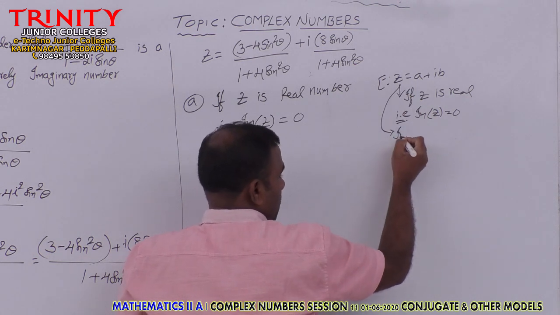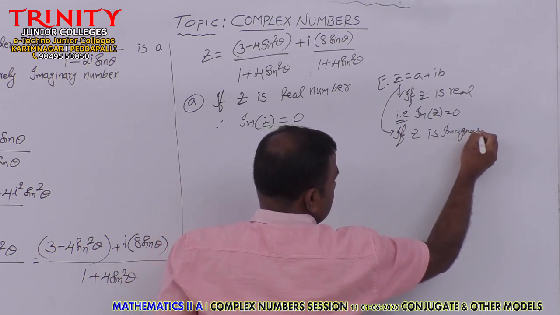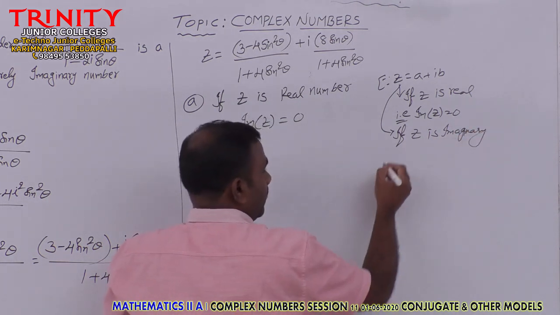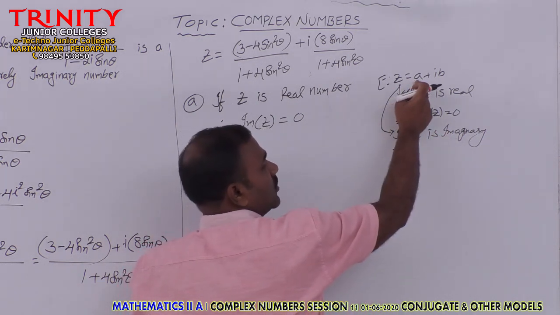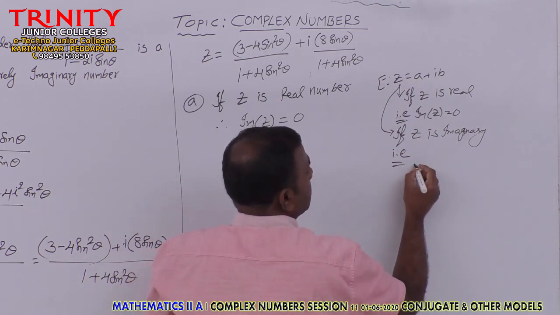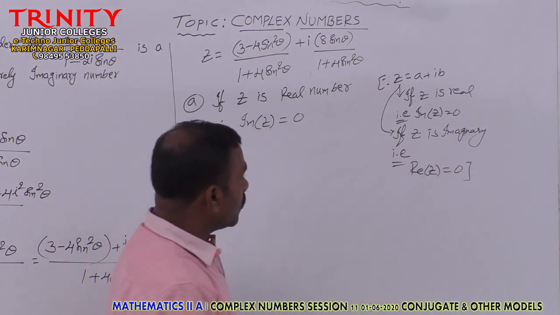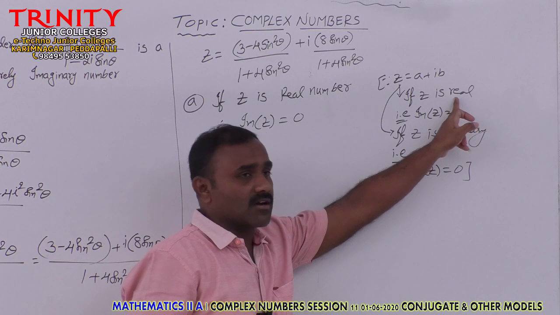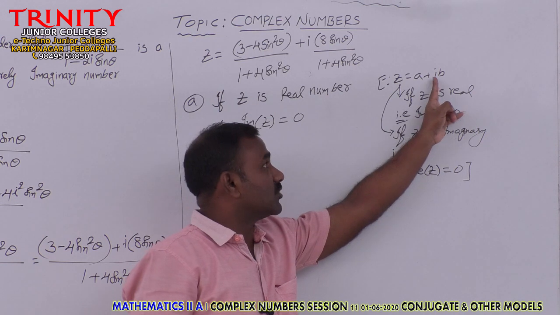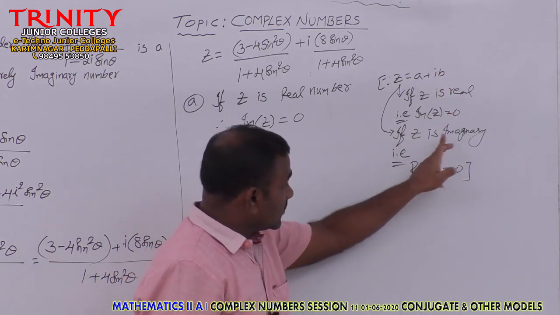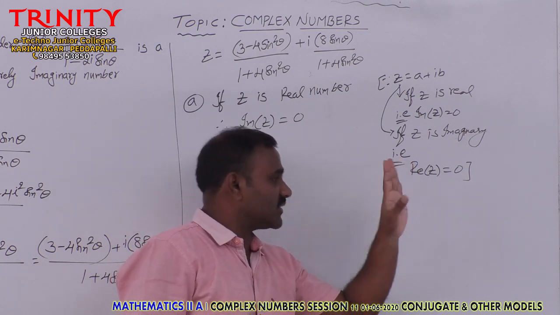Suppose z is imaginary. If it is only imaginary, there is no real part. There is no real part means there is no a. That is, real part of z is 0. That's what we have to remember. If z is a real complex number, there is no imaginary part, so imaginary part of z becomes 0. There is no ib. If z is imaginary, there is no real part. That is nothing but real part of z is 0.